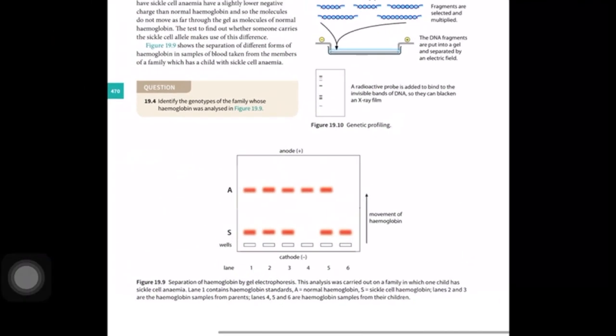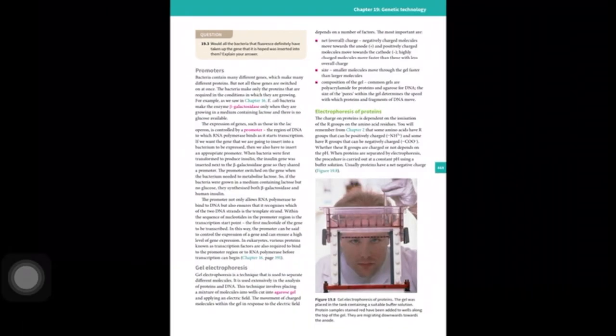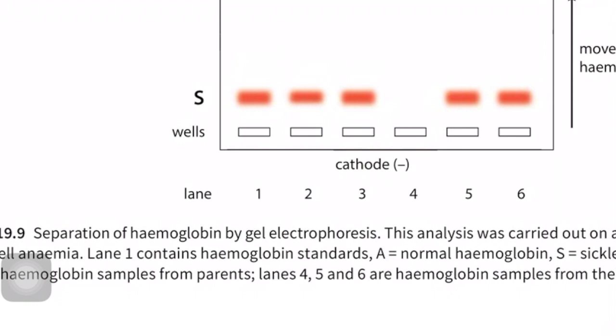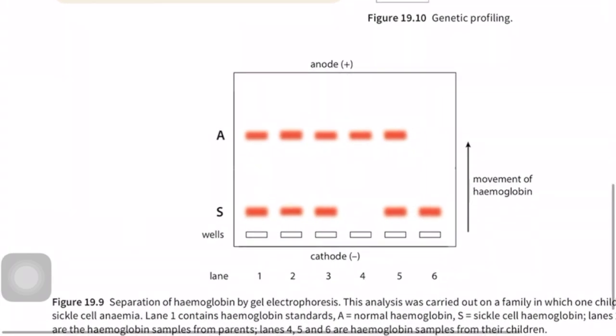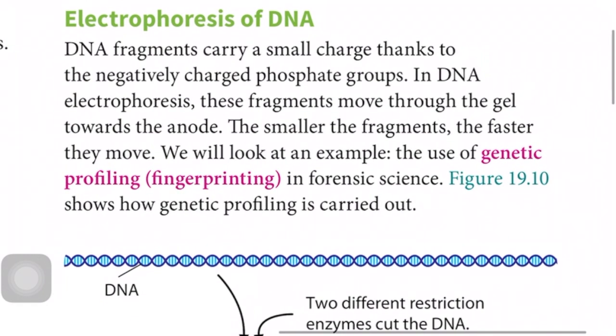So this is one of the analyses that we can do using the electrophoresis of proteins, because the proteins correspond to the genes, because we know that the genes have been transcribed and translated to proteins. So yeah, this can be used as an analysis. Okay, now that we have known how electrophoresis of the protein works, now let us look at the electrophoresis of the DNA.